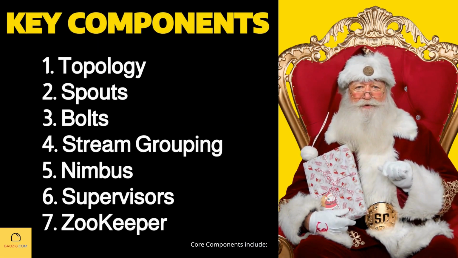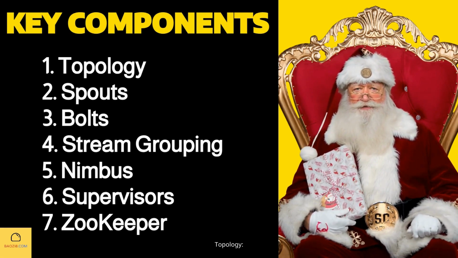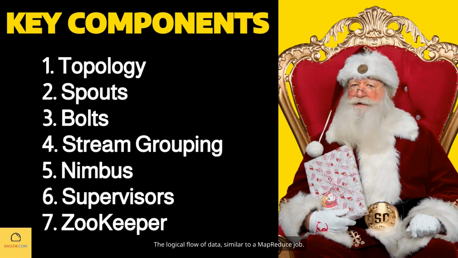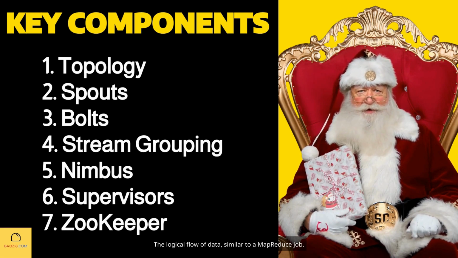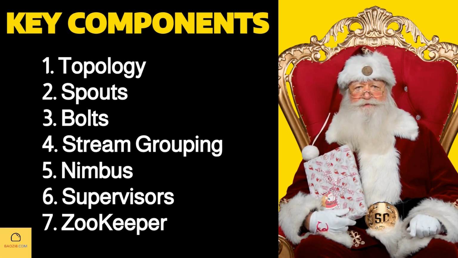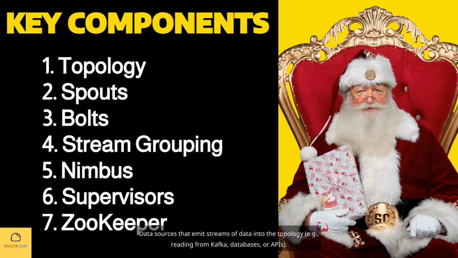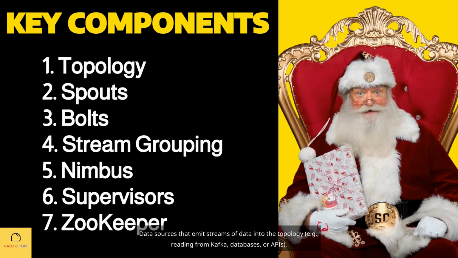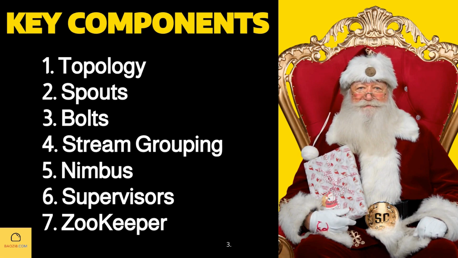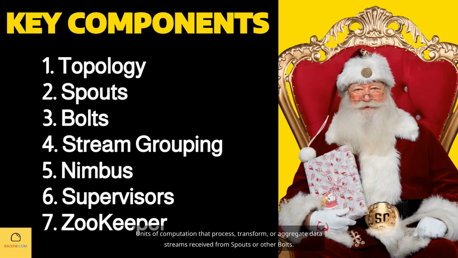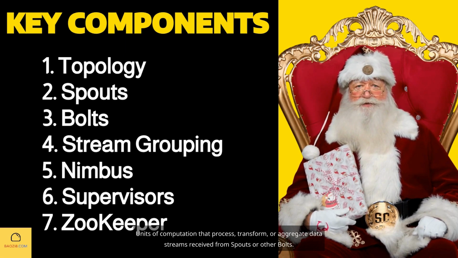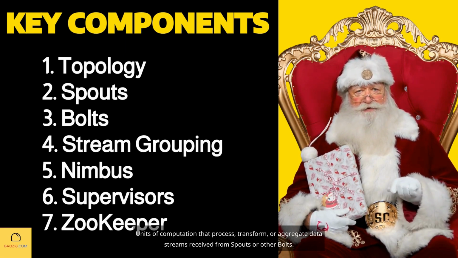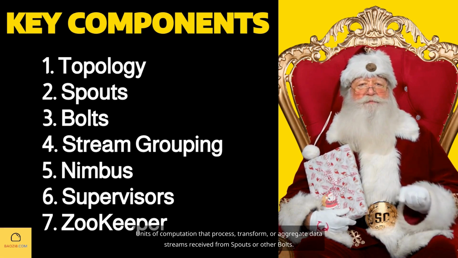Core components include: 1. Topology. The logical flow of data, similar to a MapReduce job. It consists of spouts and bolts. 2. Spouts. Data sources that emit streams of data into the topology, e.g., reading from Kafka, databases, or APIs. 3. Bolts. Units of computation that process, transform, or aggregate data streams received from spouts or other bolts.